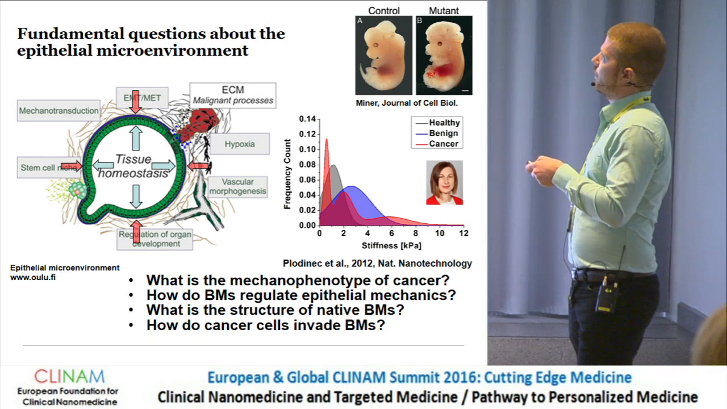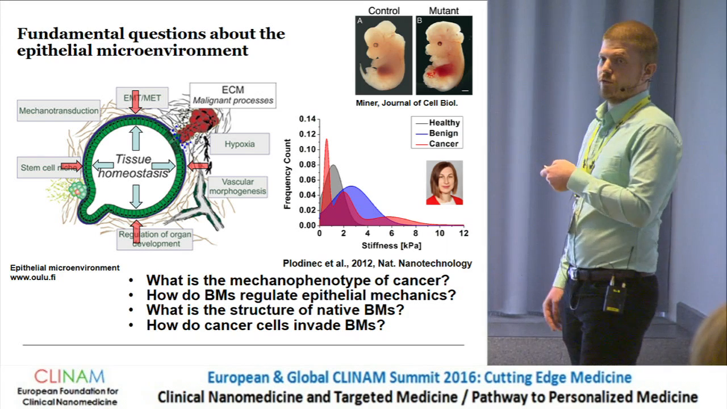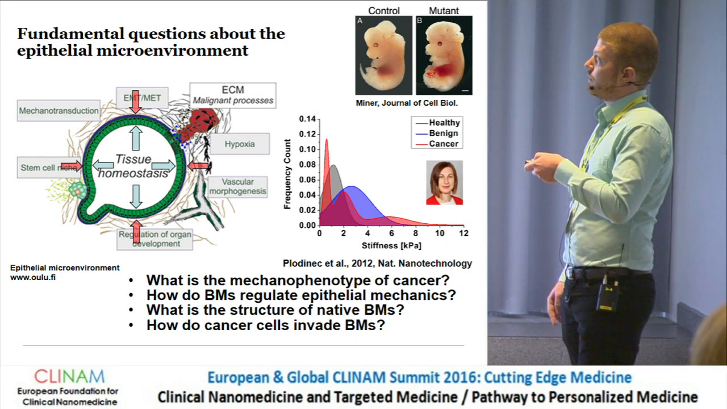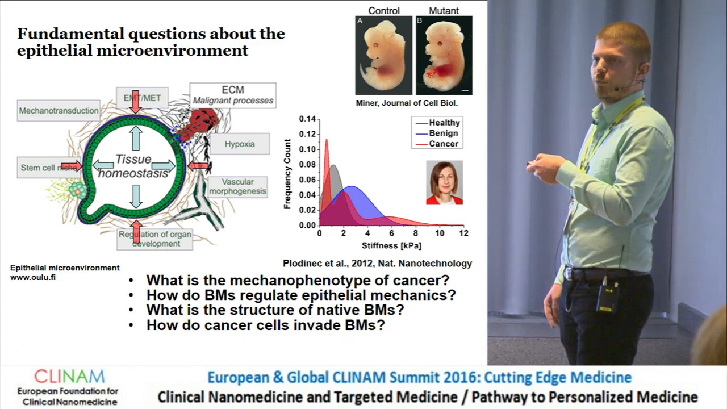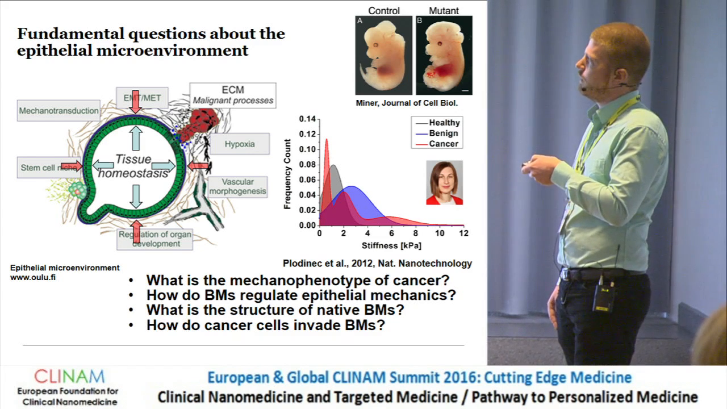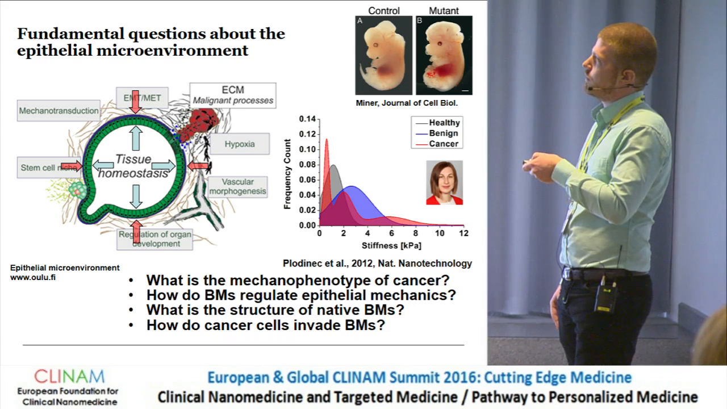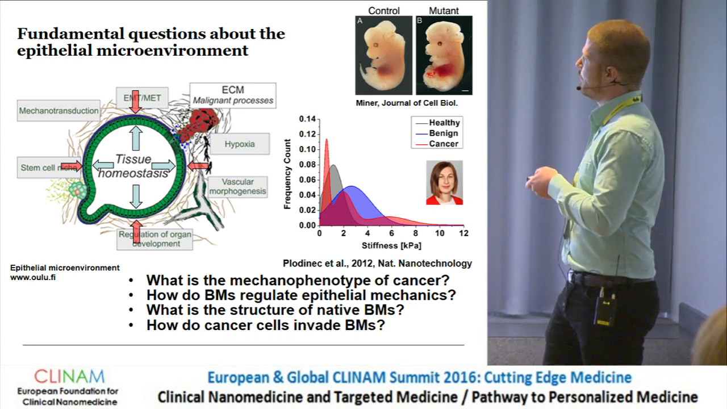Other than that, the basement membrane is also crucial for development because it is bilayered, it's an asymmetric structure. Epithelial cells only stay with the luminal side, which is rich in laminin, and the stromal cells or fibroblasts stay with the outer side of the basement membrane, which is rich in collagen 4.